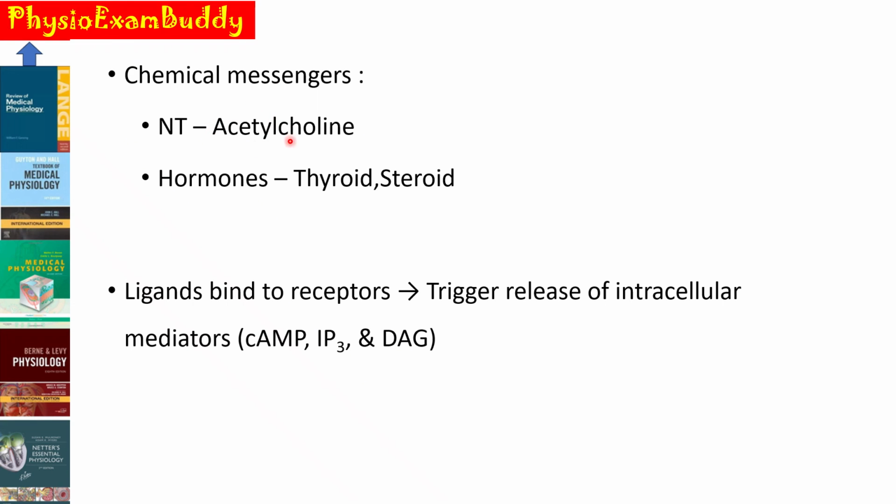The main chemical messengers involved in intercellular communication can be either neurotransmitters or hormones. The example for a neurotransmitter is acetylcholine, and examples for hormones are basically thyroid hormones, steroid hormones, etc. Once the ligand, that is either the neurotransmitter or the hormone, binds to these receptors, it will trigger the release of certain intracellular mediators within the cell. Examples of these intracellular mediators include cyclic AMP, inositol triphosphate, as well as diacylglycerol.